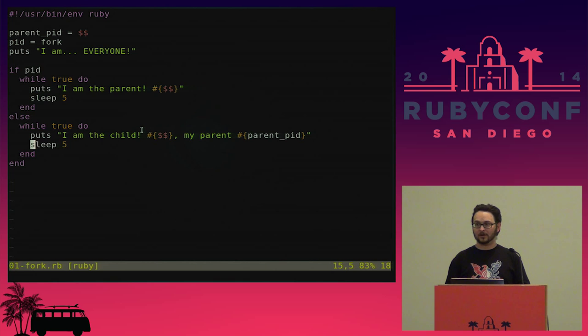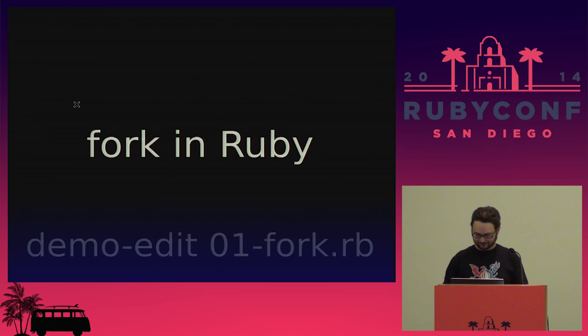This is how a lot of things like, say, Unicorn, for example, does forking. Lots of processes. You could do parallel processing. Each of these could then go scraping internet websites in parallel, and you can fill up all of your hard drives and all kinds of things.